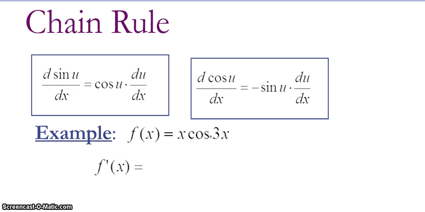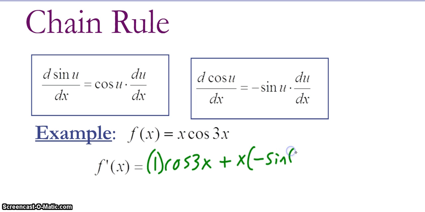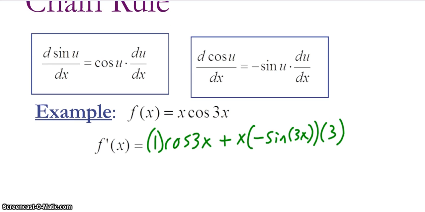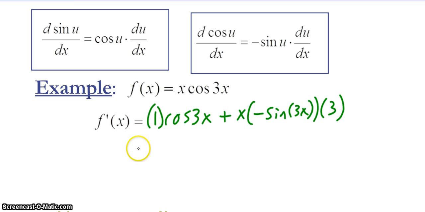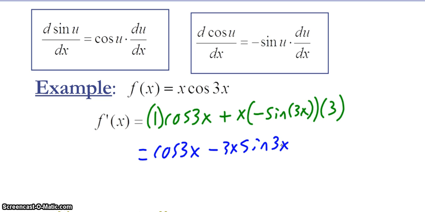So if I have x cosine of 3x. Let's take the derivative. Well, we have to use the product rule and the chain rule. So the derivative of x is 1. So we'll have 1 times the cosine of 3x plus x times the derivative of the cosine of 3x. Well, what's the derivative of the cosine of u? That's going to be negative sine of 3x times the derivative of u with respect to x. So the derivative of 3x is 3. So we can simplify this slightly, and we can say cosine of 3x minus 3x sine of 3x. Good stuff.